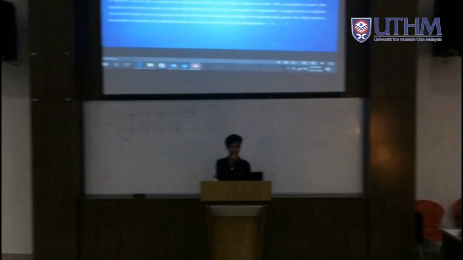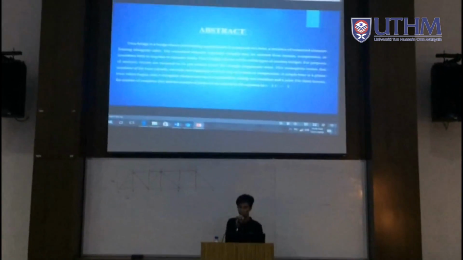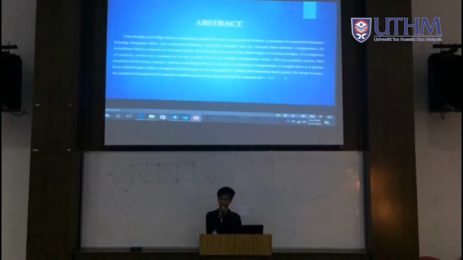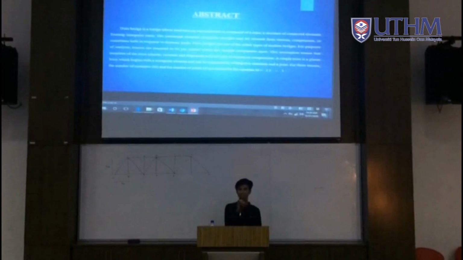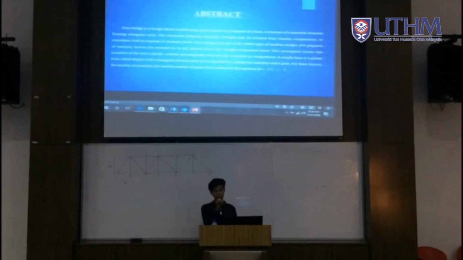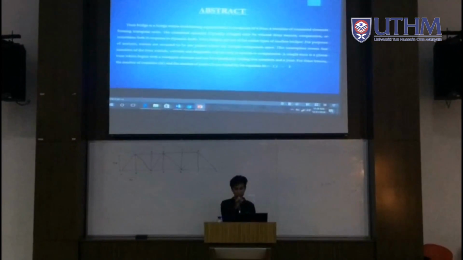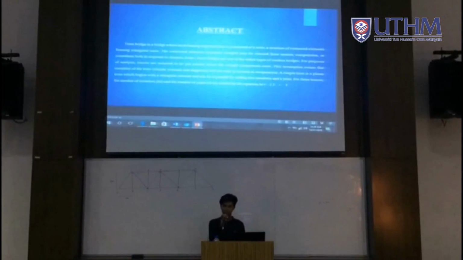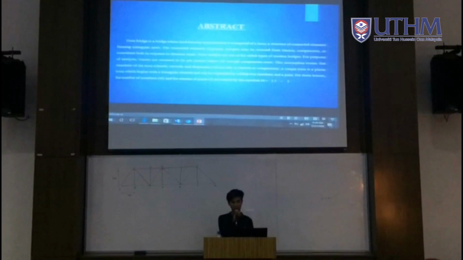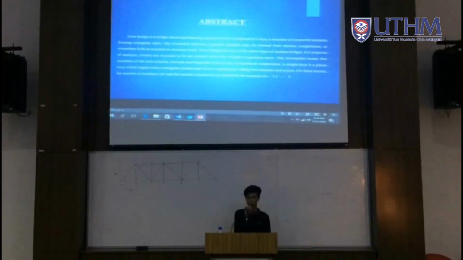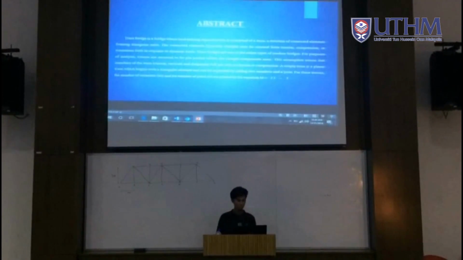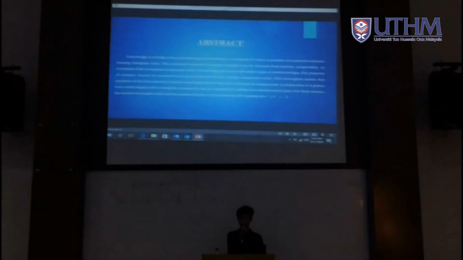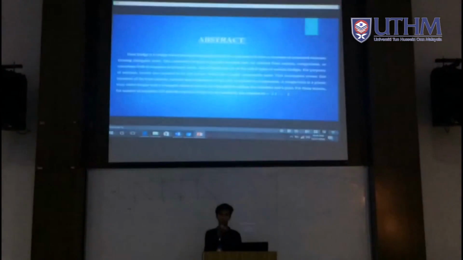The whole load-bearing superstructure is composed of a truss, a structure of connected elements forming triangular units. The connected elements, typically straight, may be stressed from tension, compression, or sometimes both in response to dynamic load. Truss bridges are one of the oldest types of modern bridge.